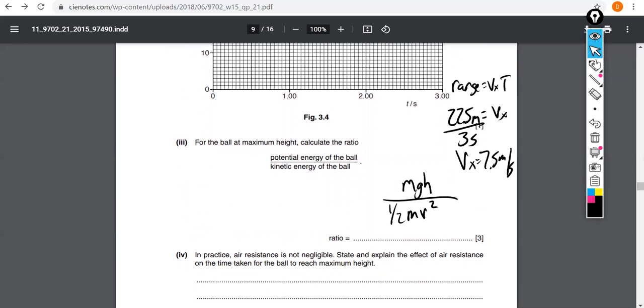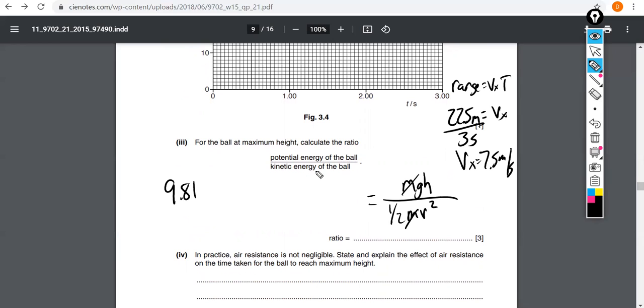Show my working clearly down here. So mgh. Note that the mass doesn't matter. It's like, oh, it's impossible, they didn't tell us the mass of this thing. So they want this ratio. The mass just cancels out. So we got gh, 9.81.